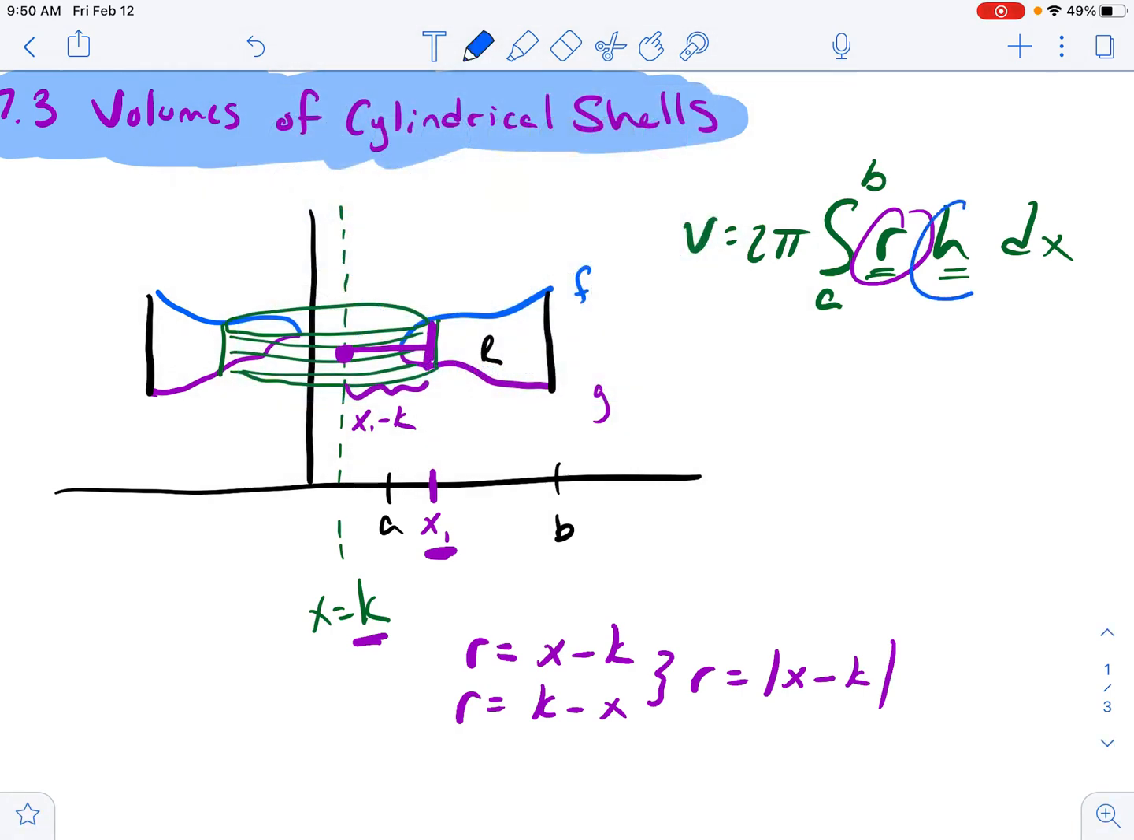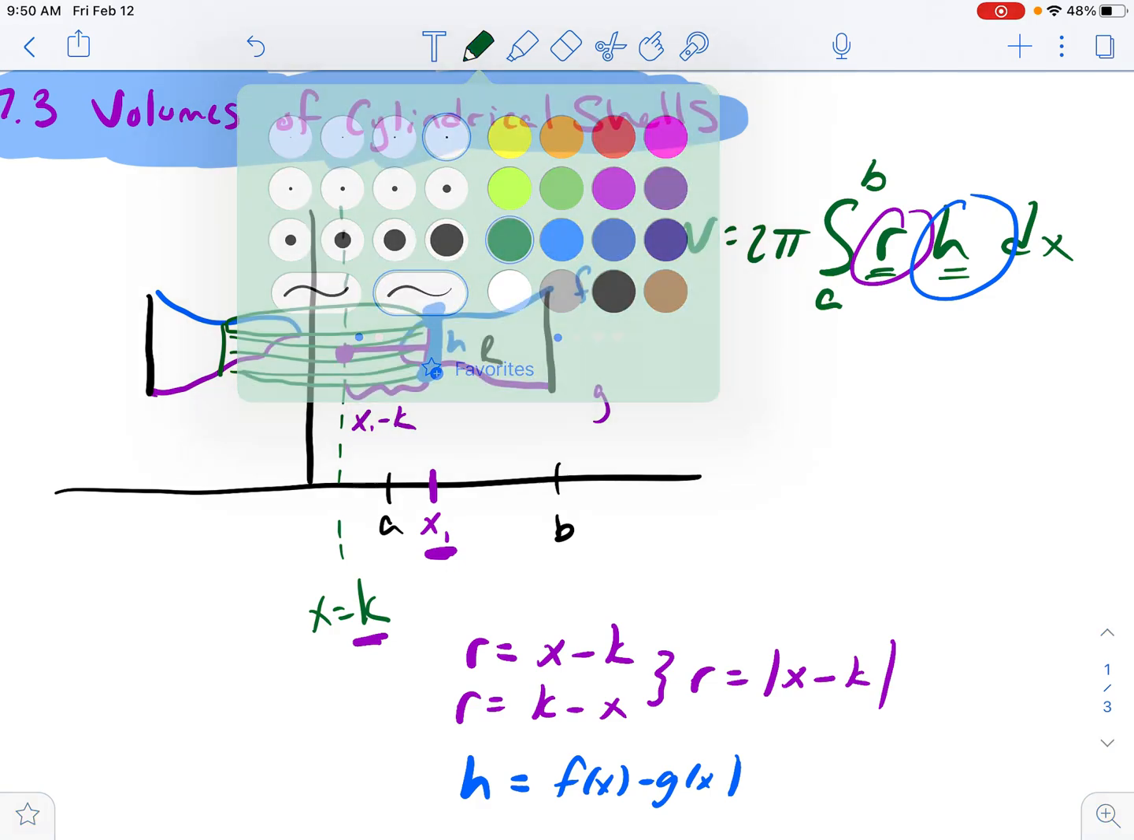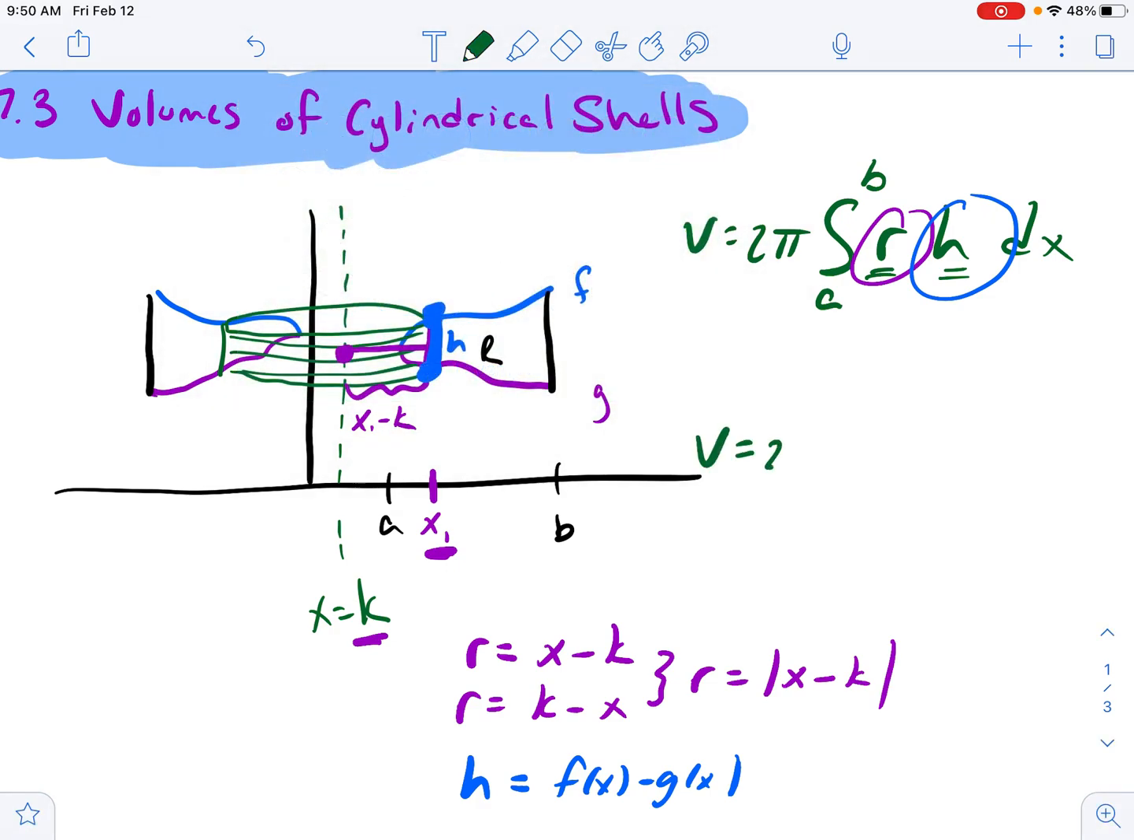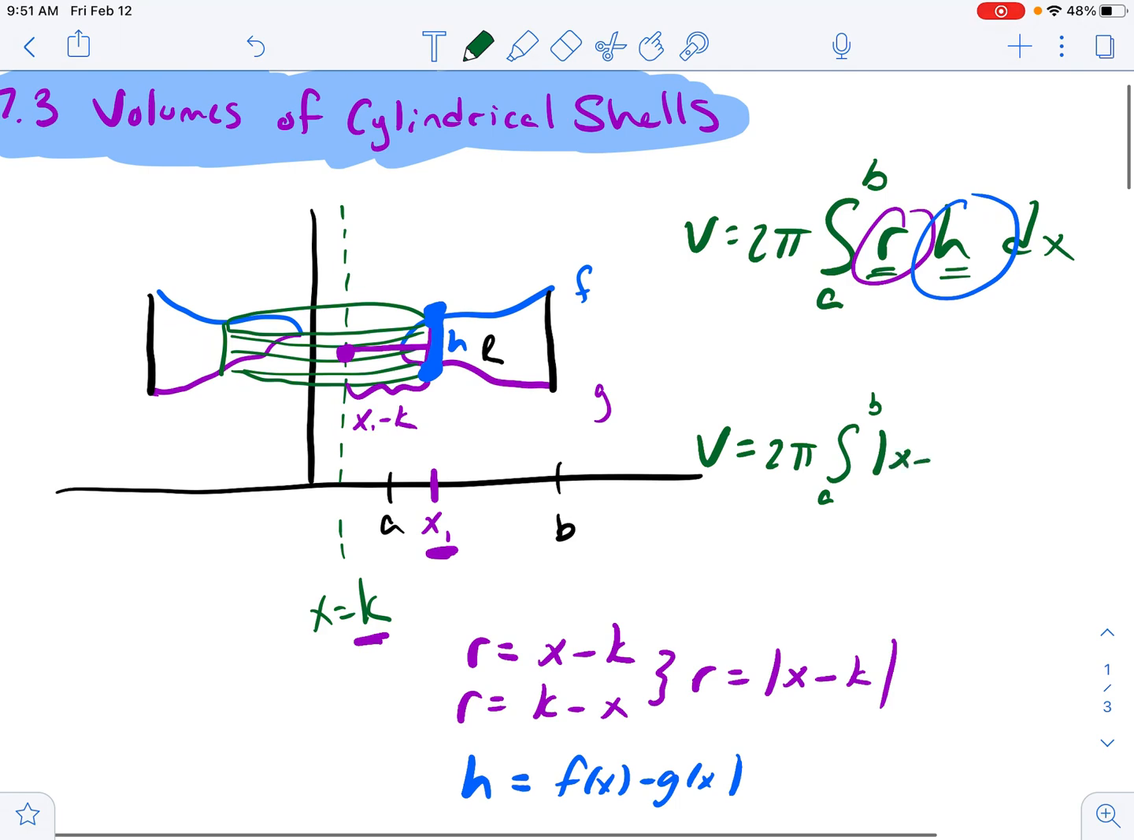In terms of the height, where am I getting the height of this particular shell, this green shell? Well, the height here is the difference in the y values between f and g. So the height here would be given by f of x minus g of x. And so if I sub those in, the more general formula is 2 pi integral a to b. For the radius, we're looking at the absolute value of x minus k. That's the radius portion. For the height portion, we're looking at the difference in the functions f and g.